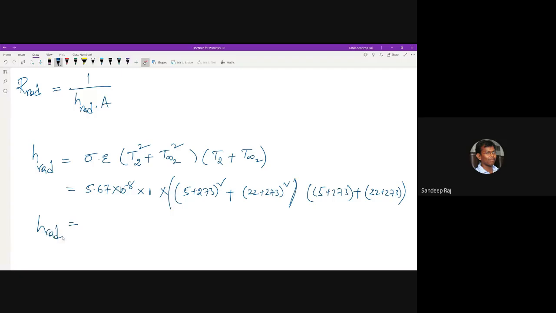So tell me what is the H radiation value? You calculate from this expression and tell me. Once you get this, you can get R radiation. What is H radiation value?